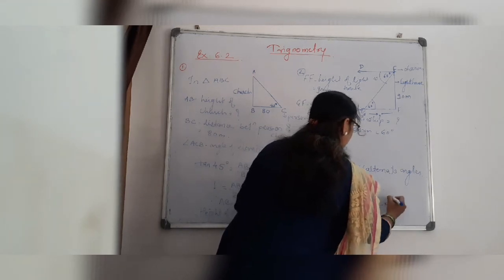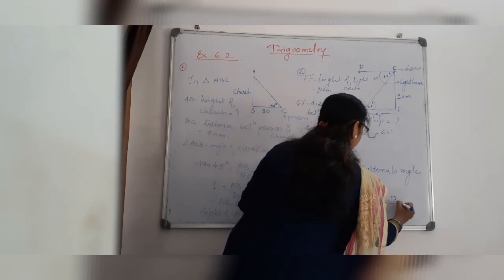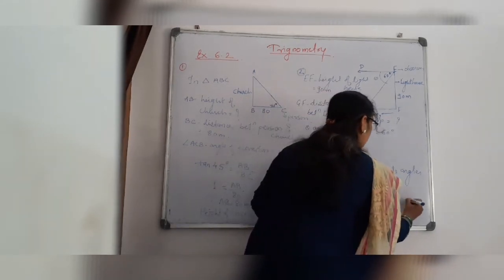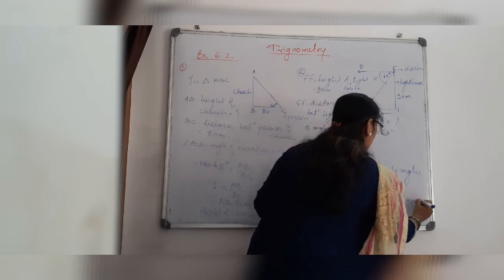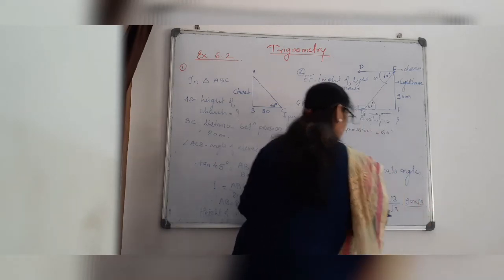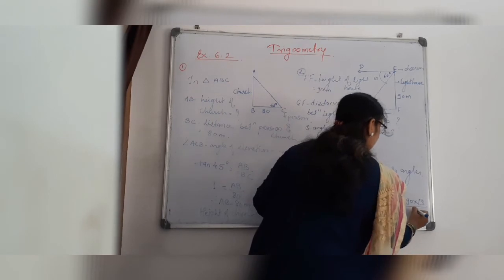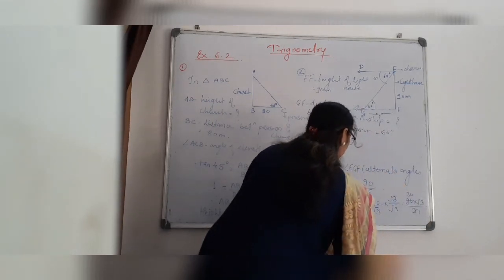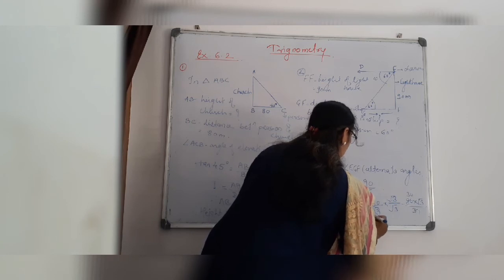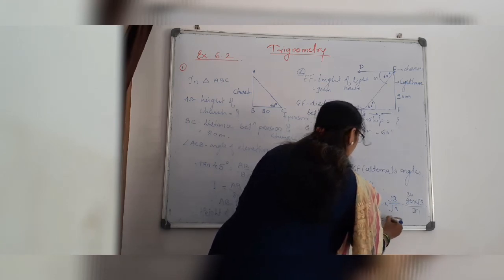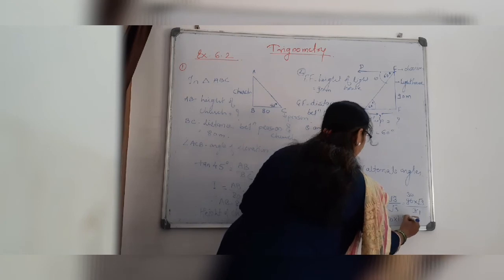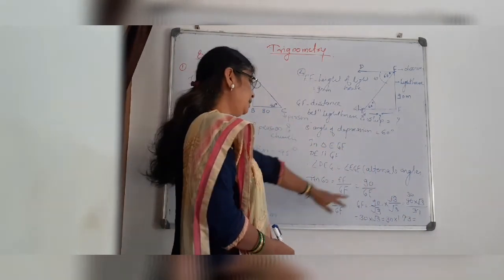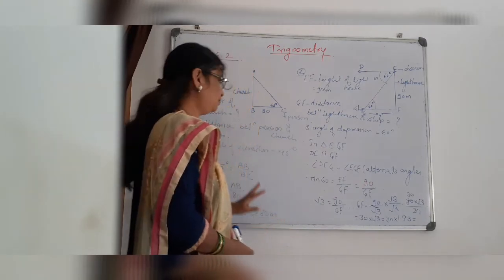Now you have to rationalize the denominator here, multiply by root 3 and divide by root 3. Now 90 into root 3 upon root 3 into root 3, which is 3. Three ones are 3, three threes are 9, so you get 30 into root 3. Now put the value of root 3, that is 1.73. Now 30 into 1.73, and then you get the answer.